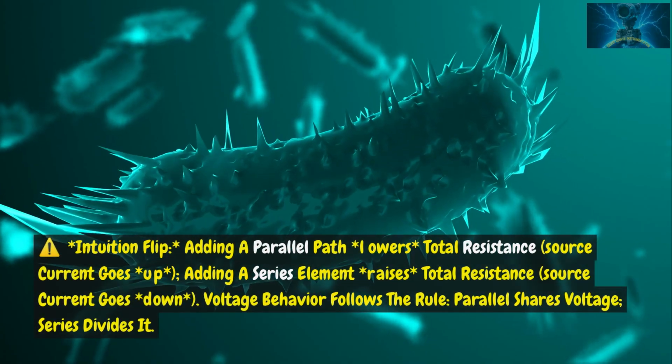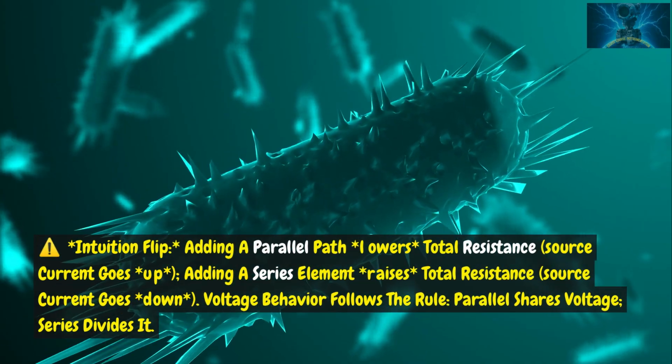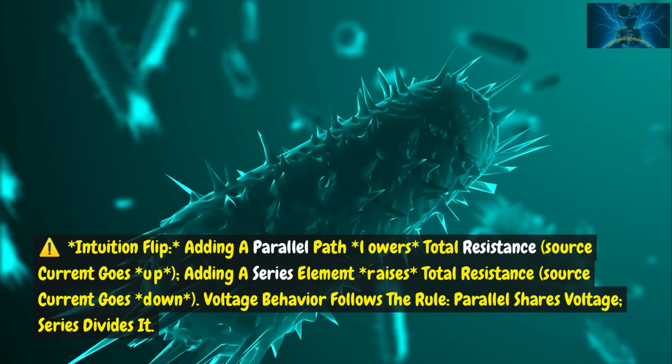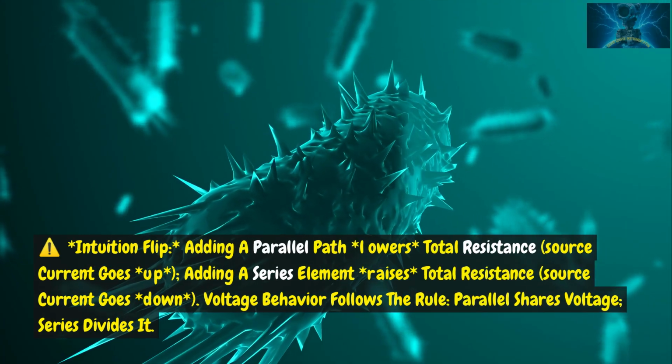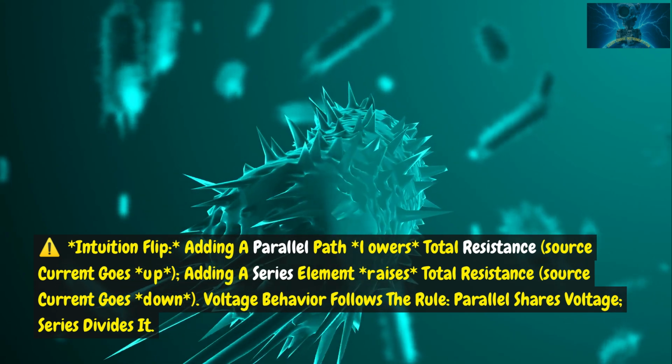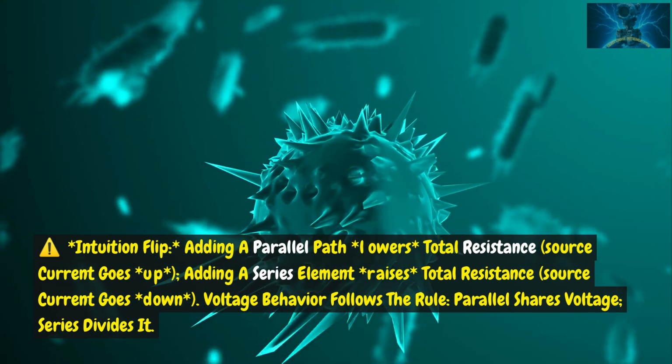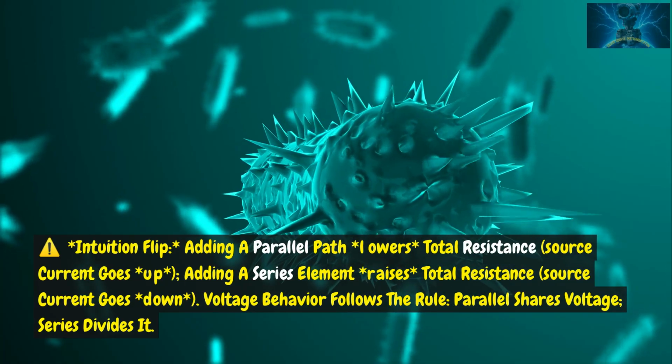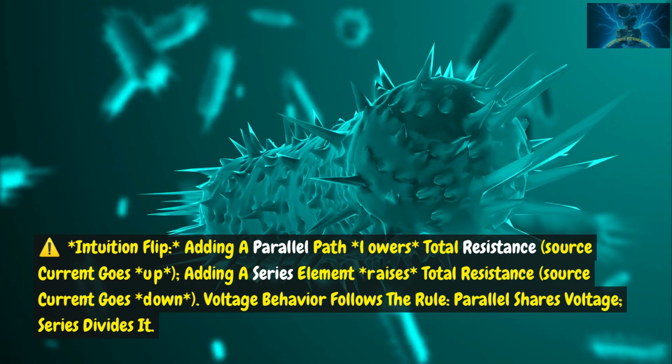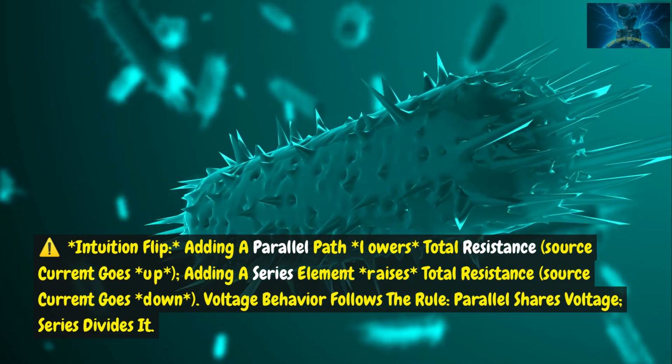Intuition flip. Adding a parallel path lowers total resistance. Source current goes up. Adding a series element raises total resistance. Source current goes down. Voltage behavior follows the rule. Parallel shares voltage. Series divides it.